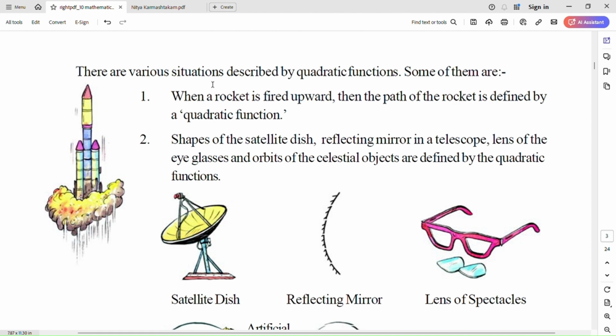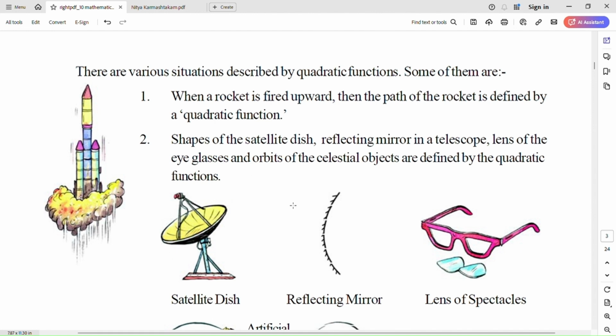Now let's see various situations described by quadratic equations. When a rocket is fired upwards, then the path of the rocket is defined by a quadratic equation. It is more of a parabolic equation. So a parabola is what you get if you represent a quadratic equation on a graph paper, it will look like a parabola, basically, right? So it's a quadratic equation.